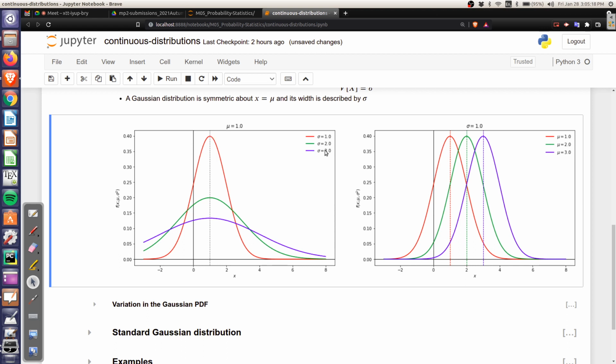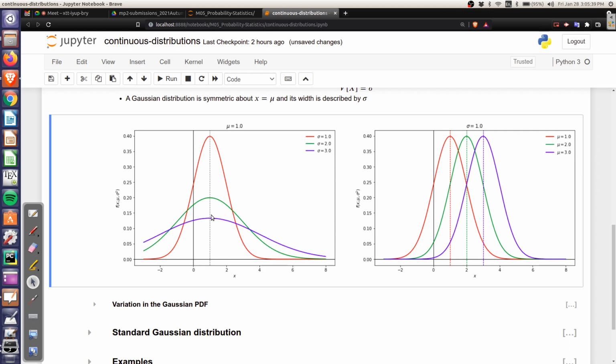The difference is in the value of sigma. So for the red plot, sigma is 1. For the green, sigma is 2. For the blue plot, the sigma is 3. And you can see here, as sigma increases 1, 2, 3, the distribution becomes wider and wider. As the distribution becomes wider and wider, the height of the distribution decreases, which has to happen, right?